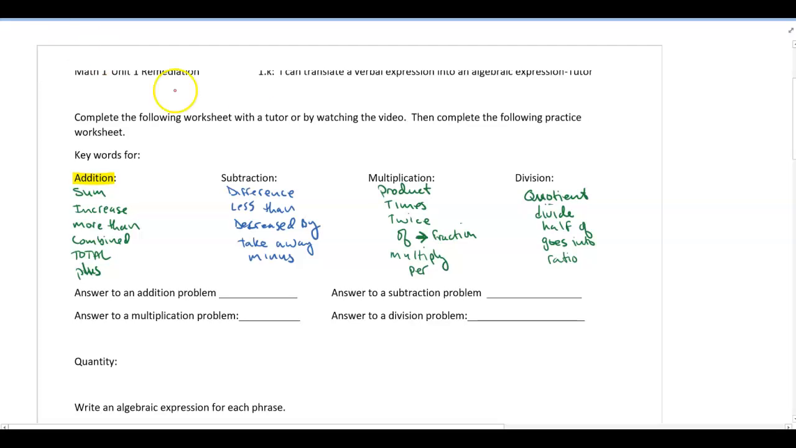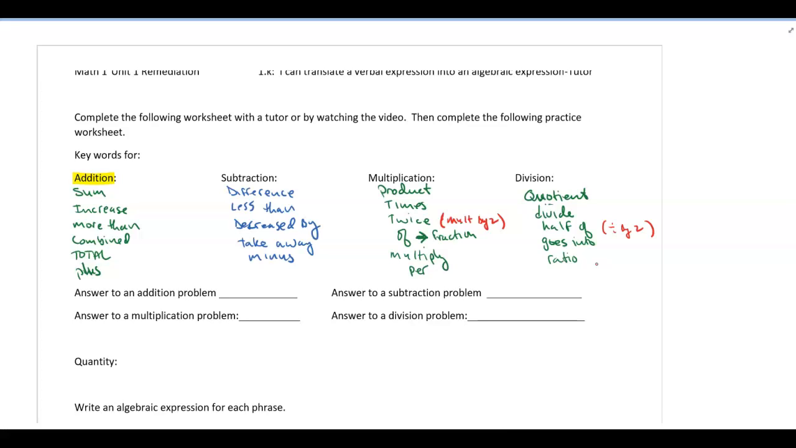Multiplication, right? When we see the word product, times, twice, right? When we see the word twice, that means multiply by 2, or basically double. Of means you're multiplying by a fraction, like a third of. That would be a third times, right? Multiply, and then another one might be per. Okay? Then division. You might see quotient. You see the word divide, divided by, right? Half of means you're dividing by 2. You'll see the phrase goes into, or the word ratio, meaning it's a fraction or a division problem.